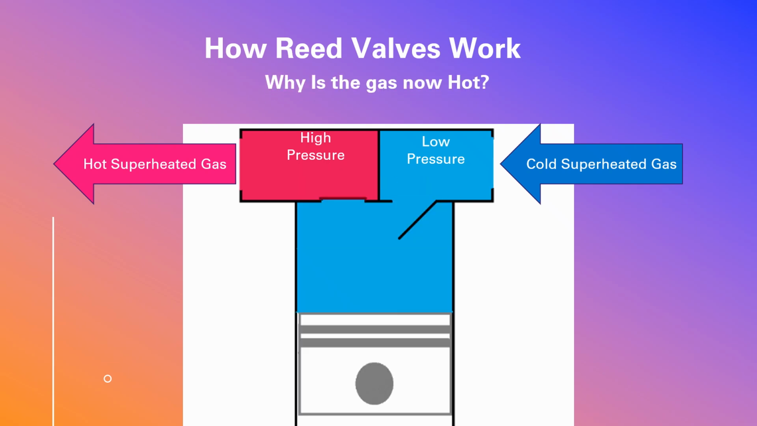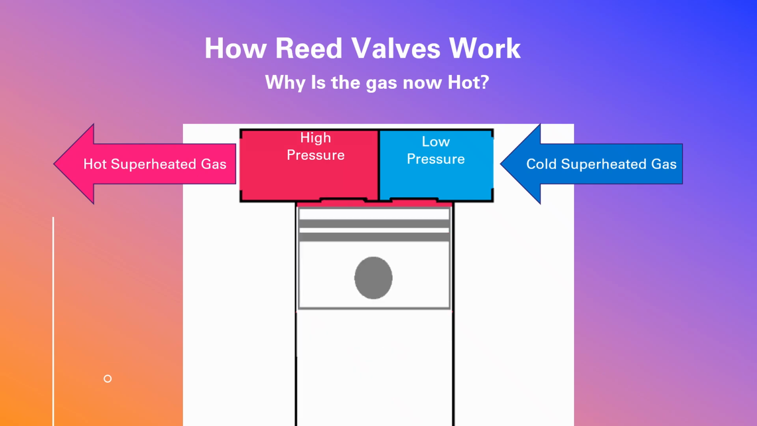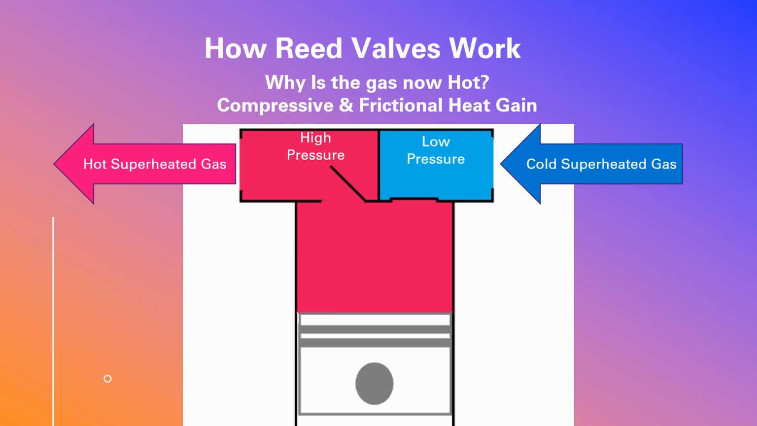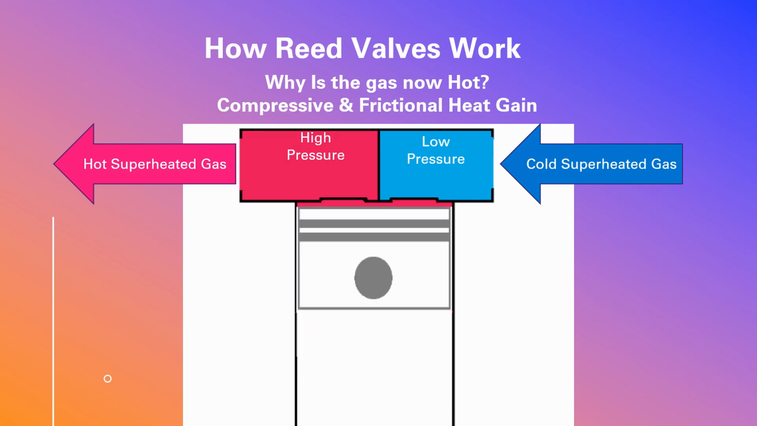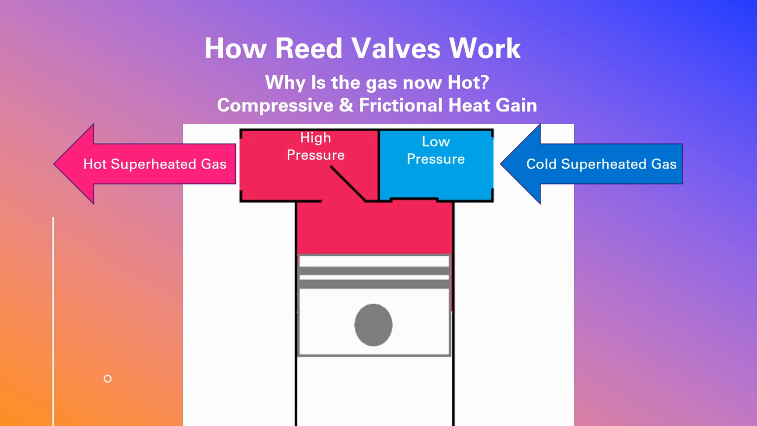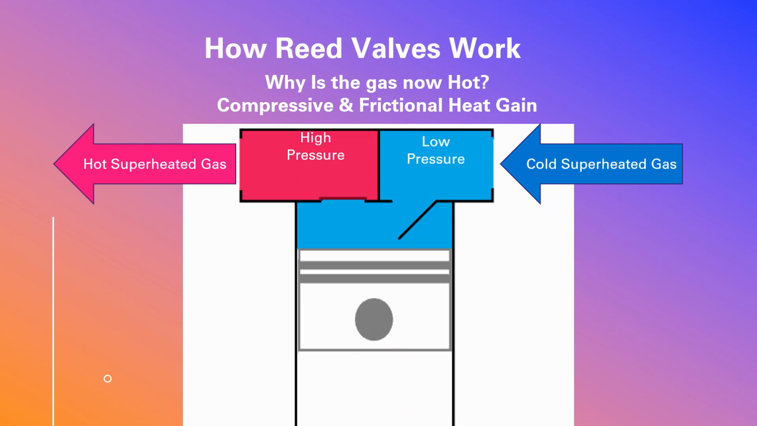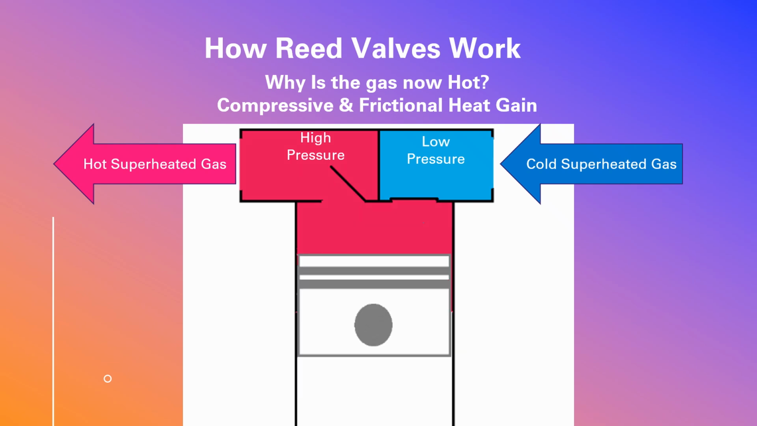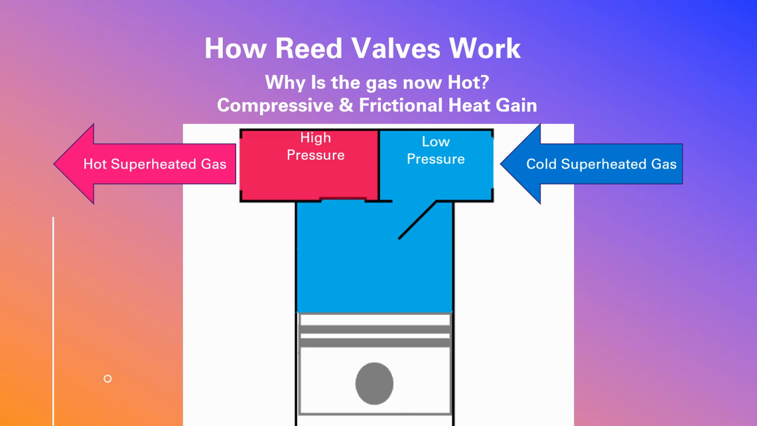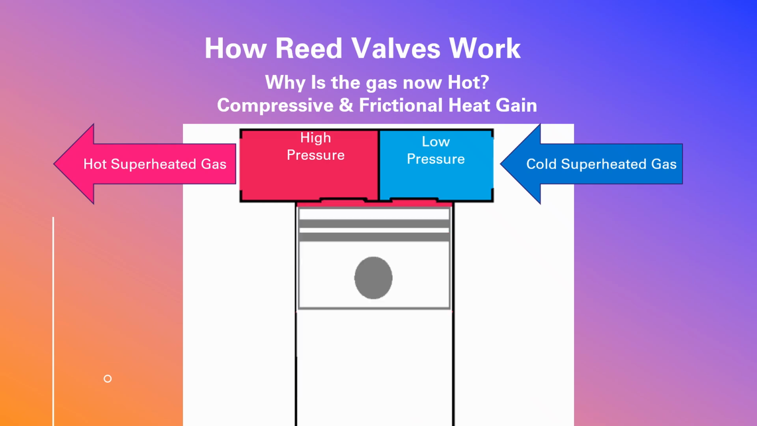So we have cold superheated gas coming in, and hopefully hot superheated gas coming out. So why is the gas now hot? Well, the reason that the gas is hot is because of compressive and frictional heat gain. If you've ever put your thumb over the end of a bicycle pump and pumped it, you'll notice that it gets very hot, and that is the reason: compressive and frictional heat gain.